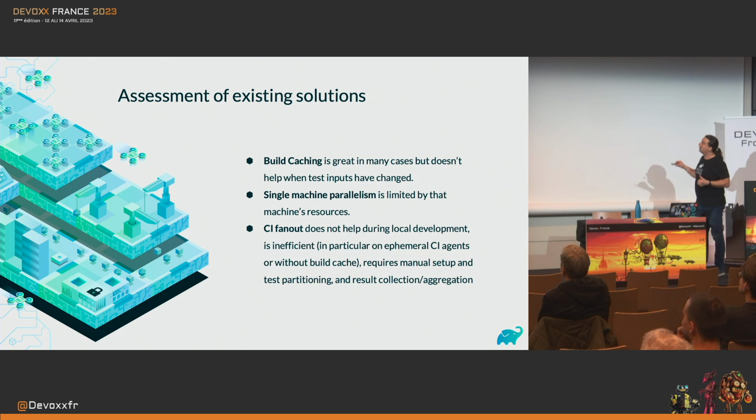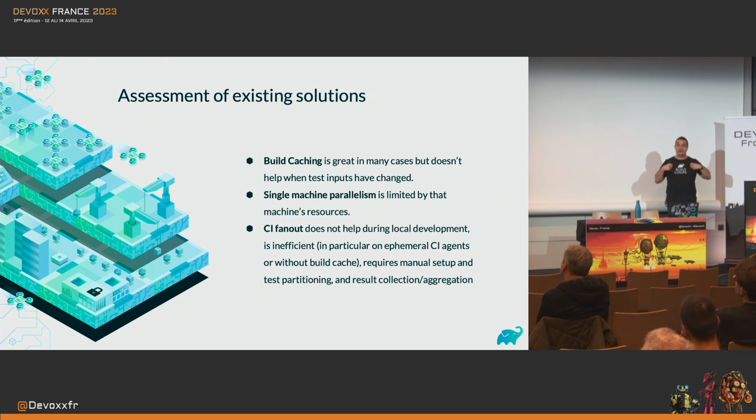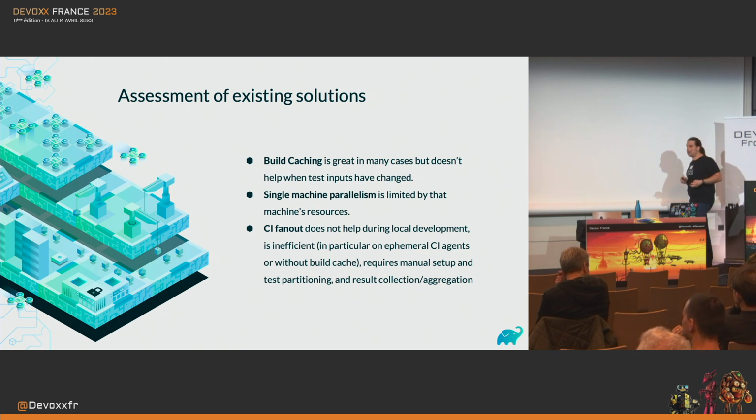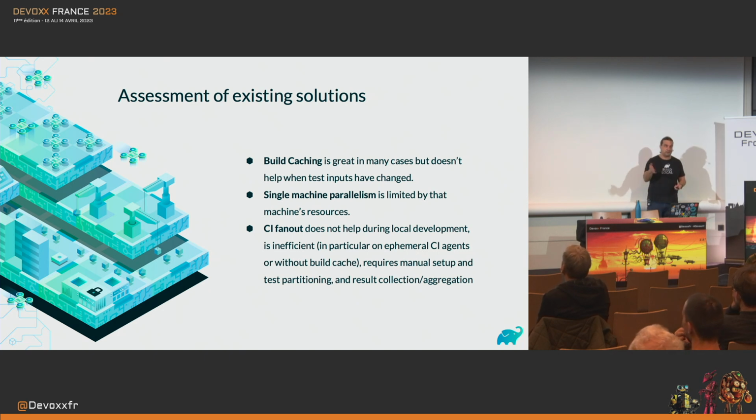Build caching, great, but in many cases doesn't help when test inputs have legitimately changed, right? Single machine parallelism is limited by the resources available on that single machine. And then CI fan out, a whole bunch of problems, right? It doesn't help during local development. Again, build local. It's inefficient, in particular on ephemeral CI agents. It requires manual setup. You have to partition the tests yourselves, and then you also have to figure out how to collect the results of those tests yourself too, right? But if you had scheduled this directly from the build tool, all of that would be coming back to you as if you were just running a normal build, and it would also work locally.